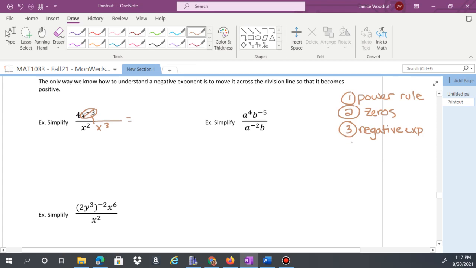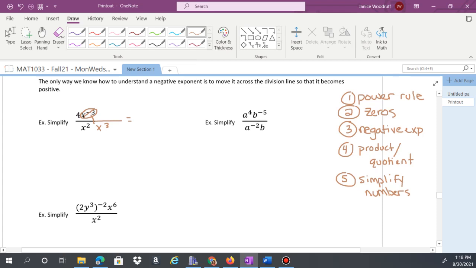So then you're going to do your negative exponents. Then you're going to do the product and quotient rule. And then you're going to simplify numbers last. Okay, so that's the order that you would do to simplify these.